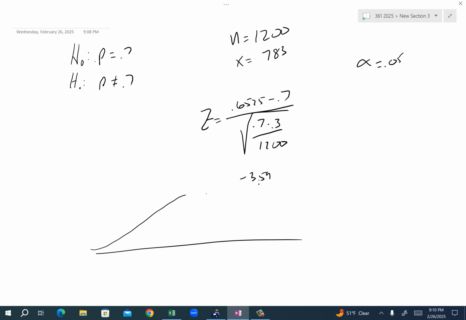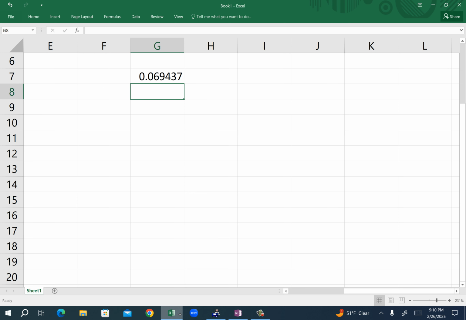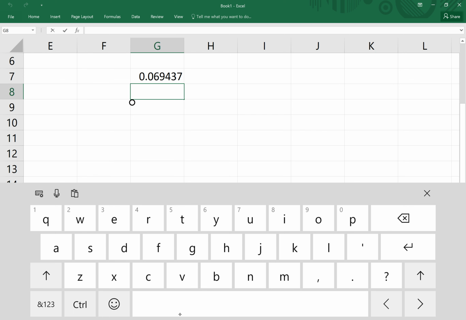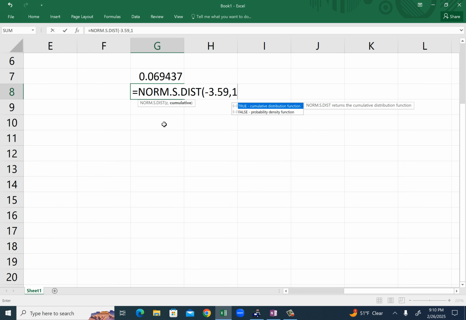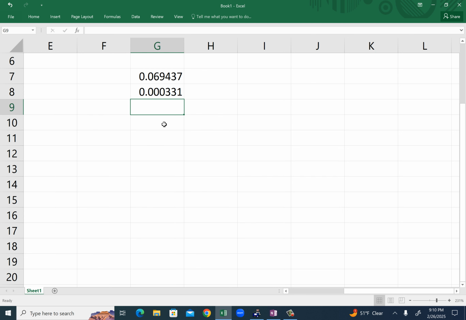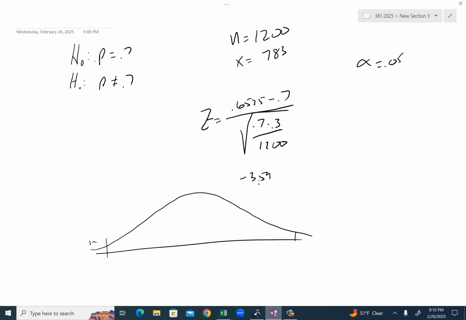However, I do want a p-value for this. So that's way over here, a tiny amount, but remember you can times it by 2 on a two-tailed test. So equals norm.s.dist of negative 3.59 comma 1. And remember, it's a two-tailed test, so times that baby by 2. There's your p-value, 0.003. Reject H naught.